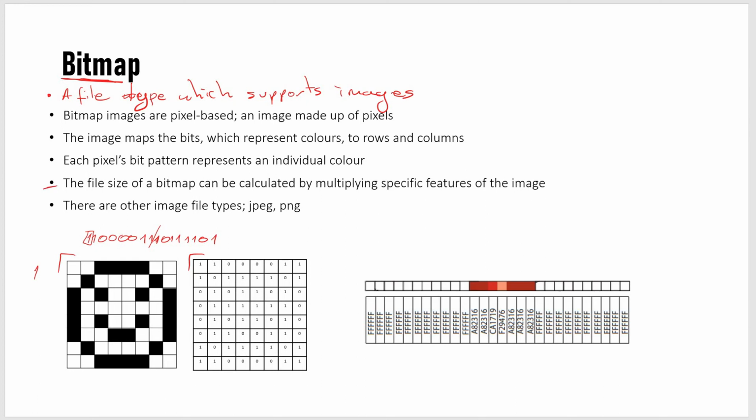The next bullet point, the file size, which we're going to be talking about at the end of this lesson in more detail. But the file size of a bitmap can be calculated by multiplying specific features of the image. So we can calculate the file size by taking the width of the image, the height of the image, and the bit depth. That will give us the correct file size, excluding the metadata, but that's not really important right now.